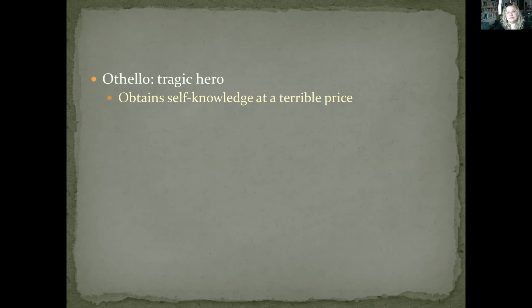Othello is an example of a tragic hero. So he's of course our protagonist, but he's flawed. We're not meant to think he's perfect throughout. And we'll talk about that certainly throughout the play. He obtains self-knowledge at a terrible price. We'll talk about that as we go through the play.